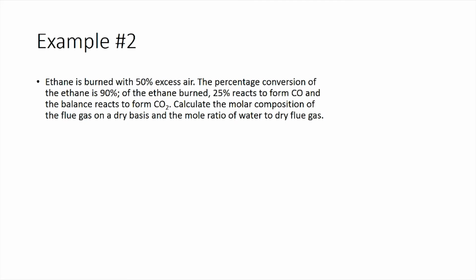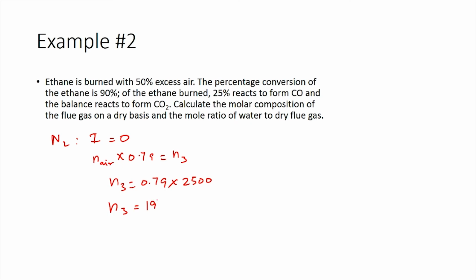So, with this we have calculated the number of moles of most of the components. We still need to calculate the number of moles of nitrogen and oxygen. Nitrogen is a non-reactive component, so whatever nitrogen is entering would be leaving the system. So, nitrogen input equals output. Input is moles of air times 0.79, which would be the number of moles leaving the system, N3. So, N3 equals 0.79 times 2500, giving you N3 as 1975 moles.